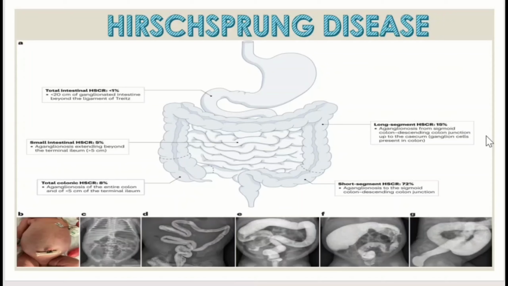Today's topic of discussion is Hirschsprung disease. Hirschsprung disease is a common cause of intestinal obstruction in newborns. It results from absence of ganglionic cells in the myenteric plexus of the intestine.